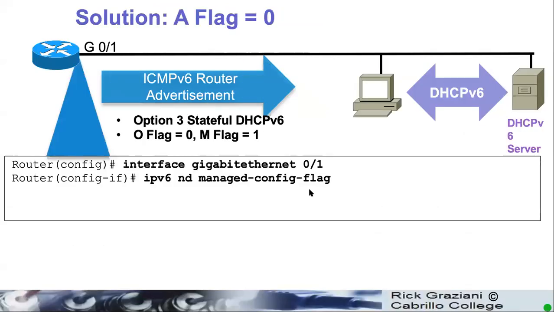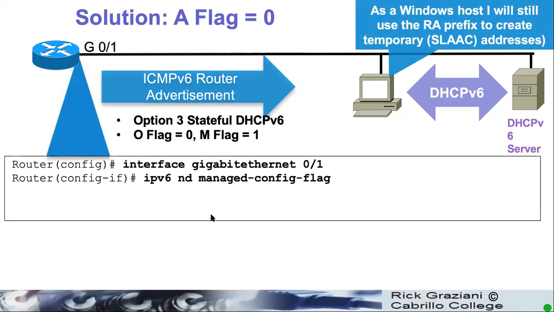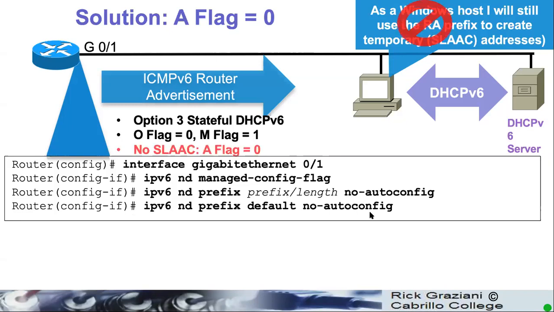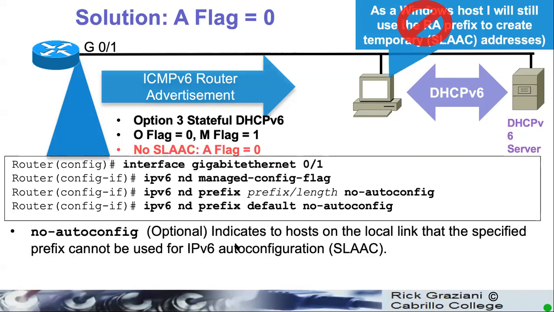Okay, so the solution to our problem is just to set the A flag to 0. We can either do that by saying IPv6 ND prefix and give the prefix that's in the router advertisement and the prefix length and say no-autoconfig. Or we can just say IPv6 ND prefix default no-autoconfig. That says for all my prefixes, if there happens to be more than one that I'm advertising on this link, set the A flag to 0. Okay, that will then tell the host not to use SLAAC. All right.